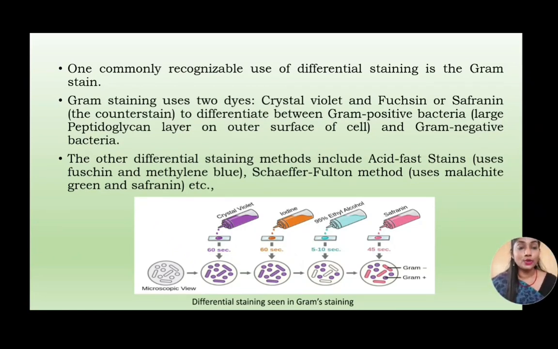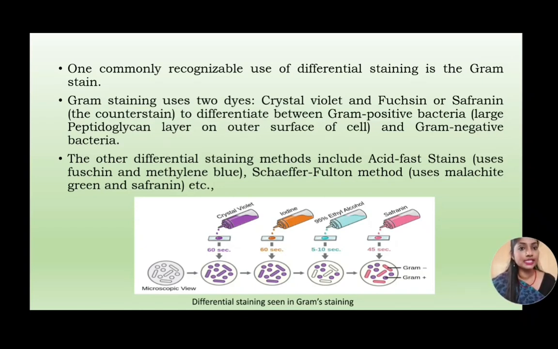Now, the best example to understand differential staining is the Gram staining technique. In Gram staining, we are using two stains, the first one being crystal violet, and in the last stage we are using safranin. By doing this, we are able to differentiate between gram positive and gram negative bacteria. The other differential staining methods are acid fast staining, where two stains, namely fuchsin and methylene blue, are used. Another good example is the Schaeffer-Fulton method, where malachite green and safranin are used, and there are many other examples for differential staining as well.